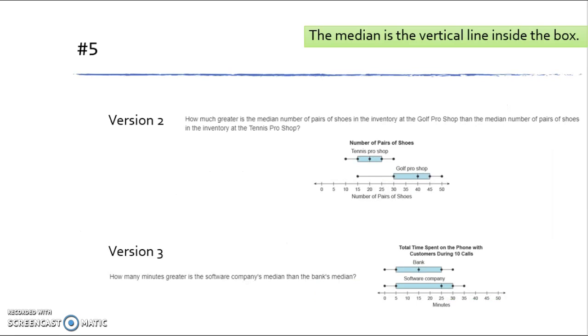And version 2 and version 3 are worked out very similarly. You are comparing the medians of those box and whisker plots.